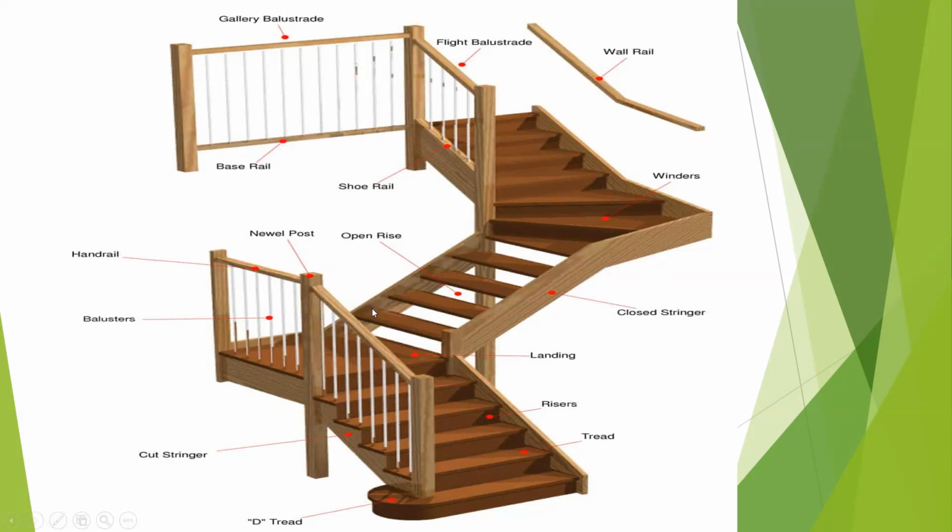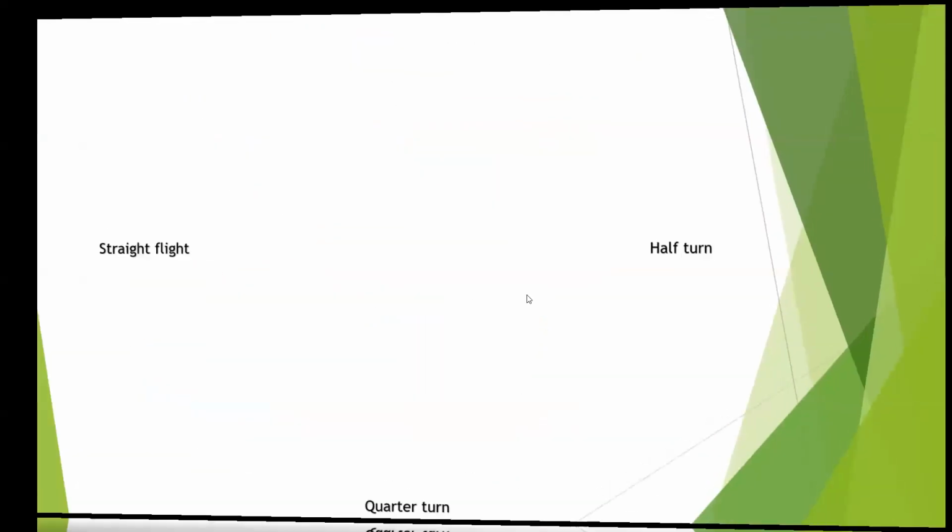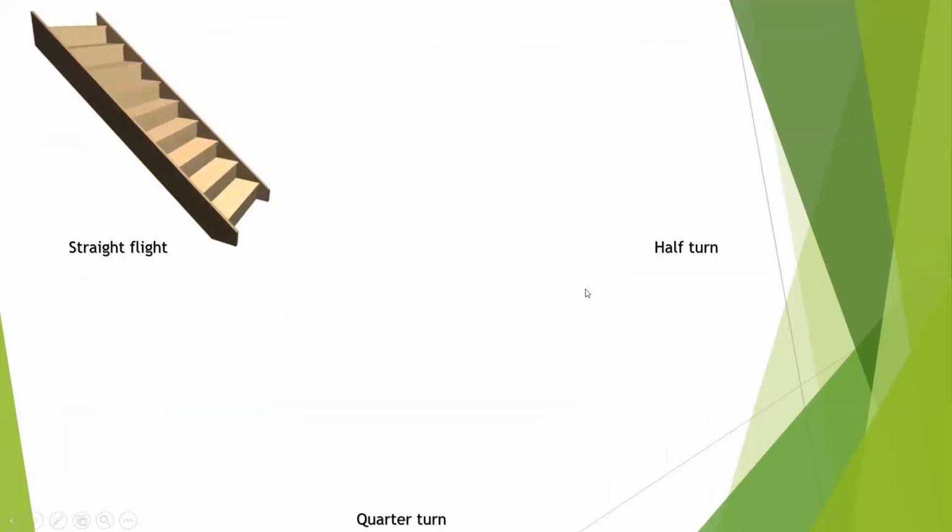Okay, so I'm going to move to the next one, to the different types of stairs that we have. Okay, so we have different types of stairs, and I'm going to be dealing with as many as I can remember for now. Okay, so we have a straight flight stair. This is a picture of a straight flight stair.